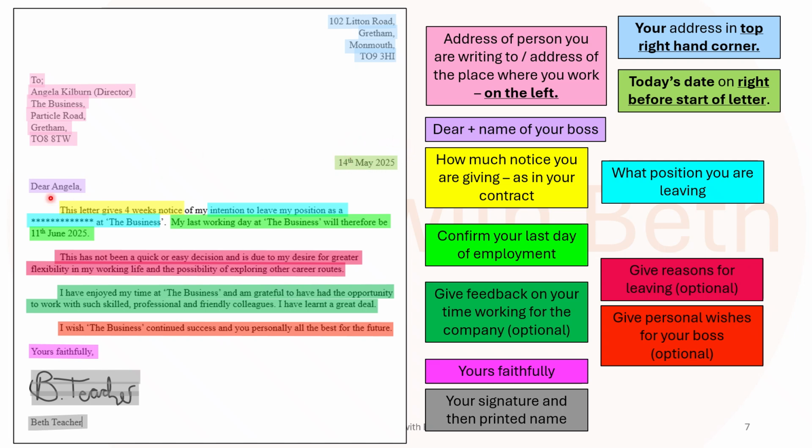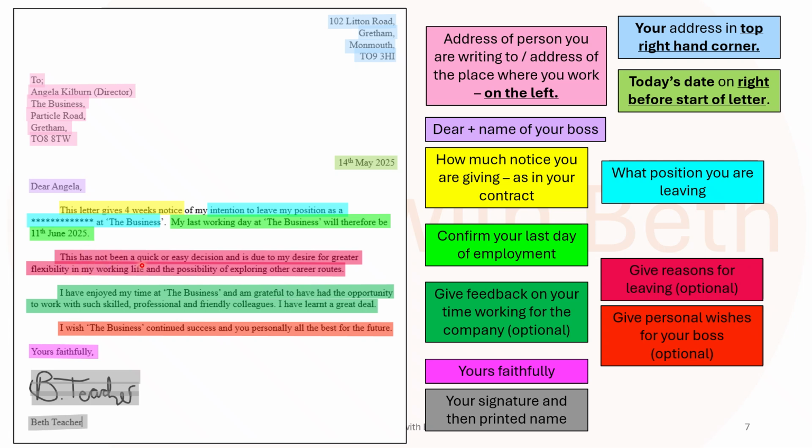And then we've said, "Dear Angela, this letter gives 4 weeks' notice of my intention to leave my position as a," and then you would put your job role here, "at the business. My last working day at the business will therefore be the 11th of June 2025.